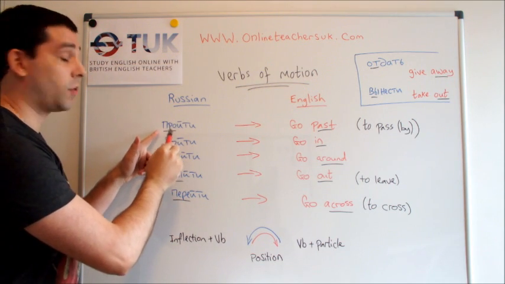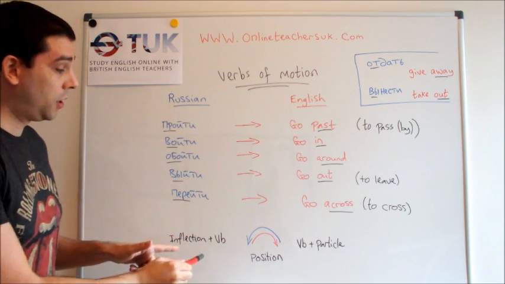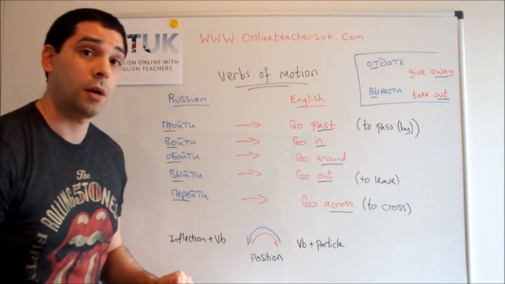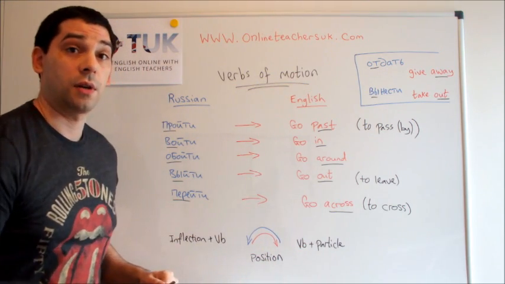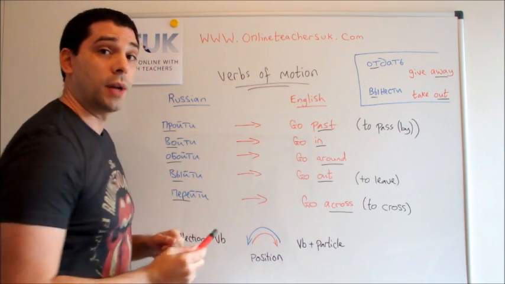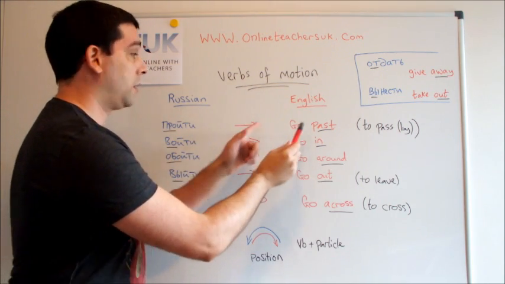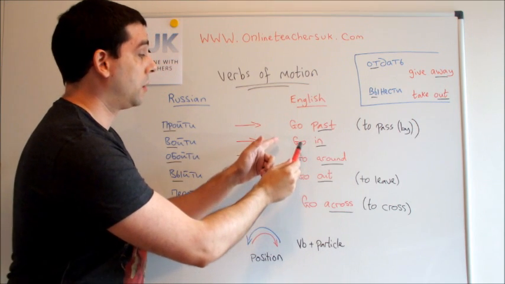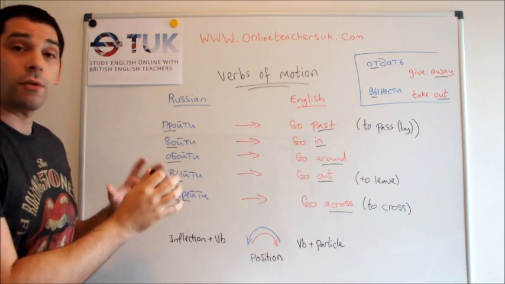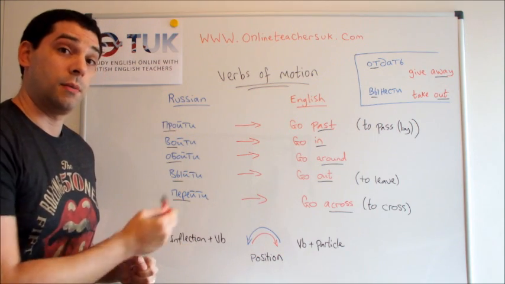So what you can see is that in Russian, where you have the inflection, the additional information, and then the verb, in English we have the opposite situation where we would have the verb first followed by a particle, which in this case is a preposition. So whereas in Russian you would have пройти, for example, in English we would have go past. So if you directly translated this into Russian, it would be идти про or идти во, right? So they're very, very similar systems, but we just have a different preference for where we put the additional information.